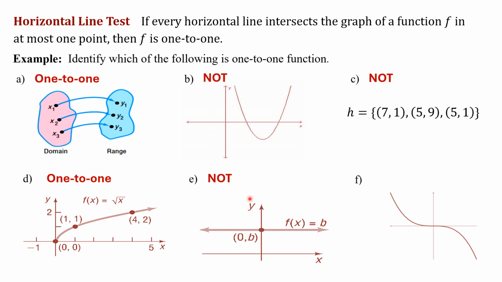And for letter F, drawing a horizontal line, it intersects the graph in at most 1 point. So letter F is a one-to-one. So the only one-to-one functions here are letter A, letter D, and letter F.